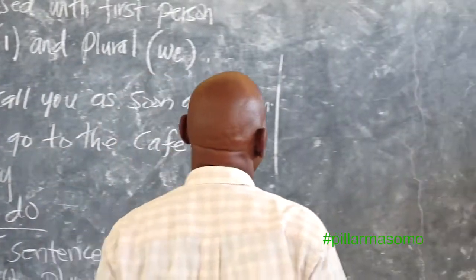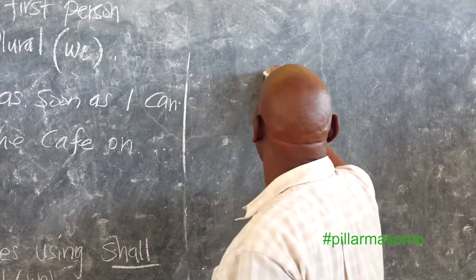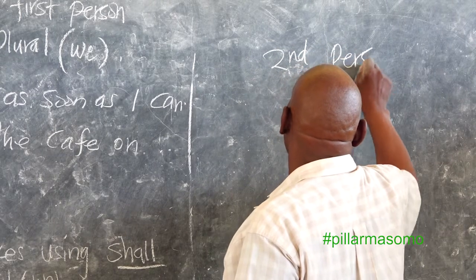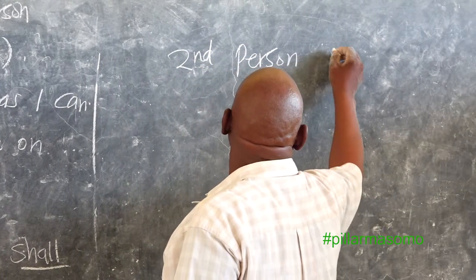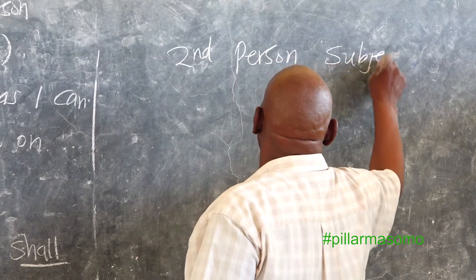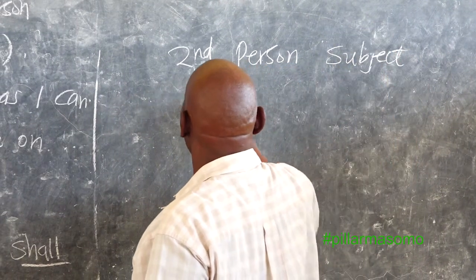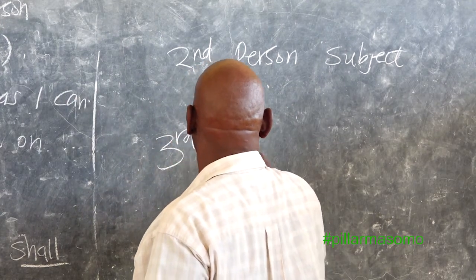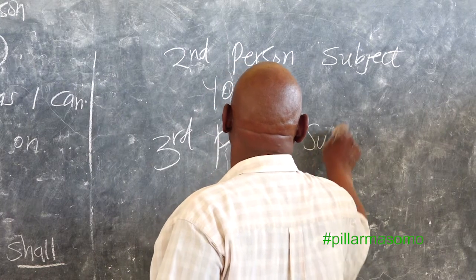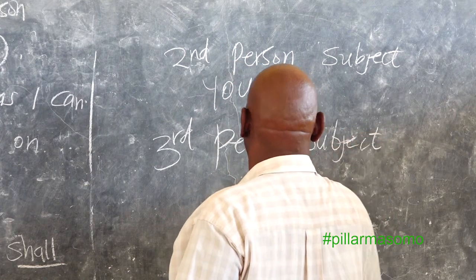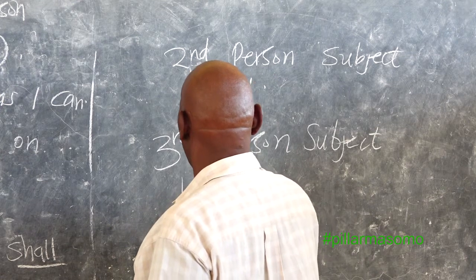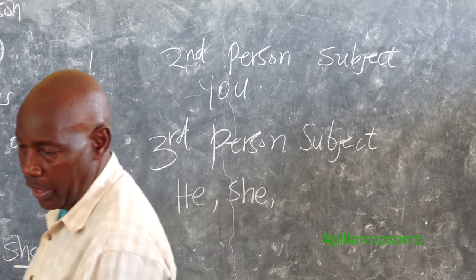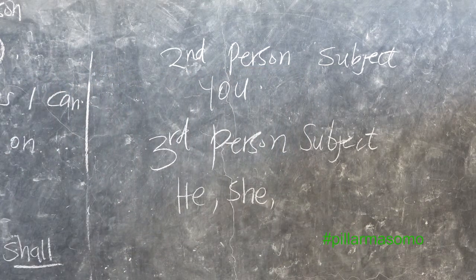So, second person subject, you. That person, we have he, she, and also they.